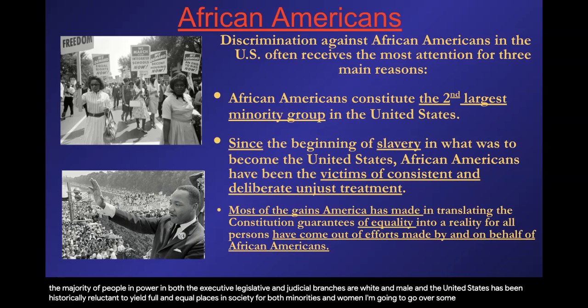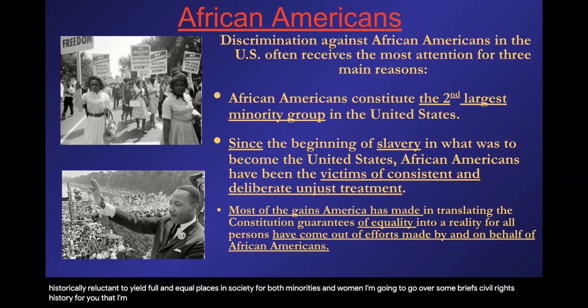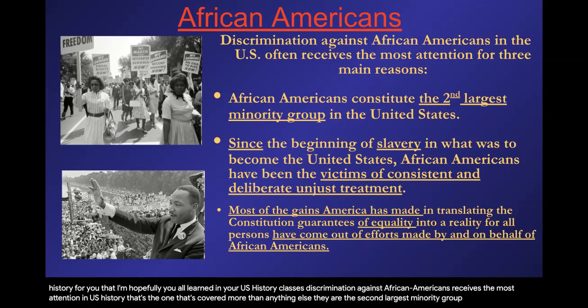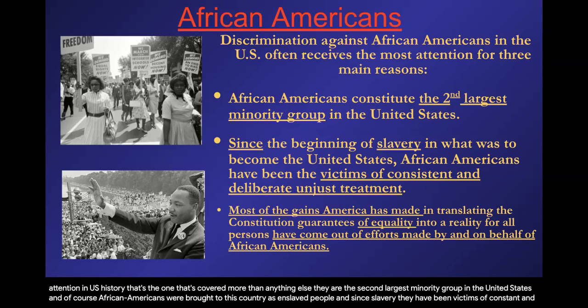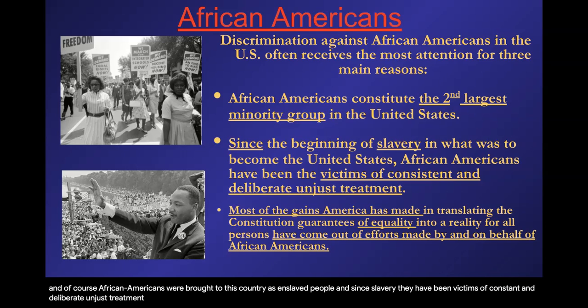I'm going to go over some brief civil rights history for you that I'm hopeful you all learned in your US history classes. Discrimination against African Americans receives the most attention in US history. That's the one that's covered more than anything else. They are the second largest minority group in the United States. And of course, African Americans were brought to this country as enslaved people. And since slavery, they have been victims of constant and deliberate unjust treatment. Most of the gains America has made in terms of equality have come from efforts made by and on behalf of African Americans.